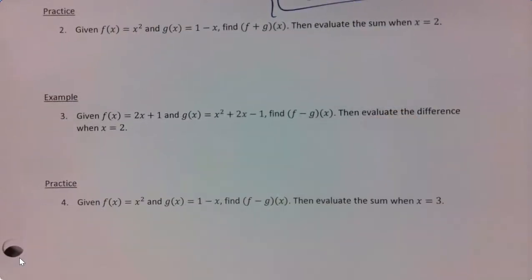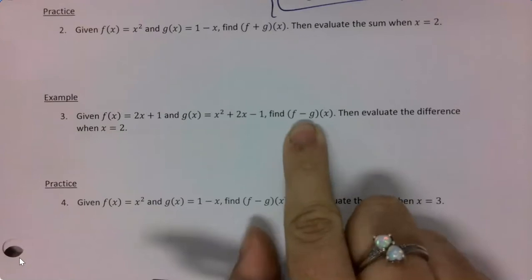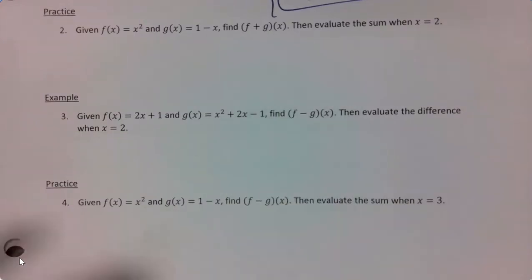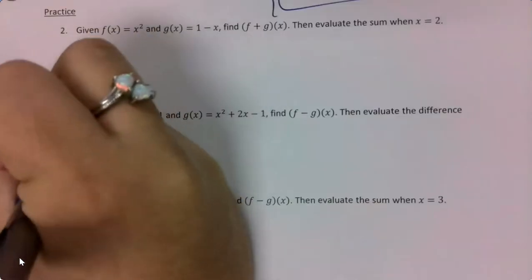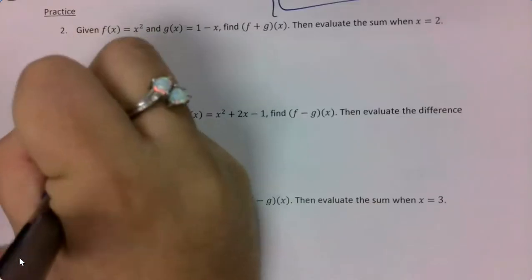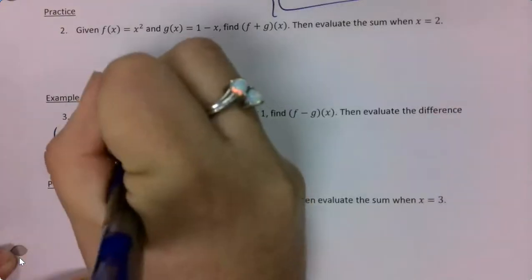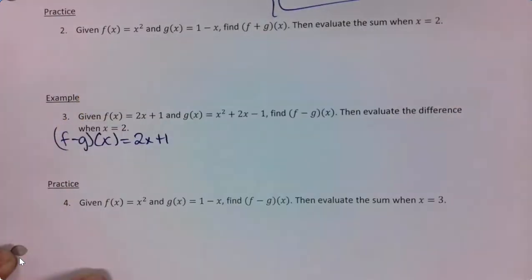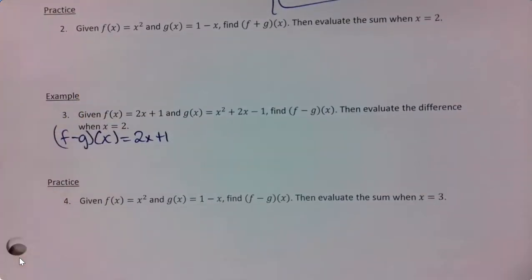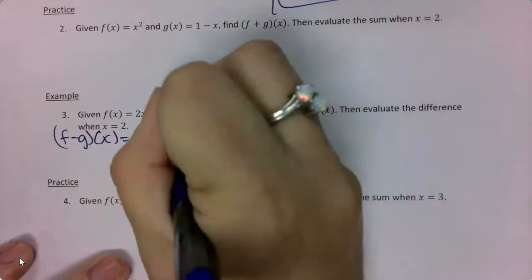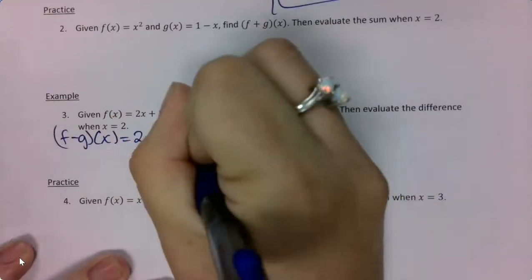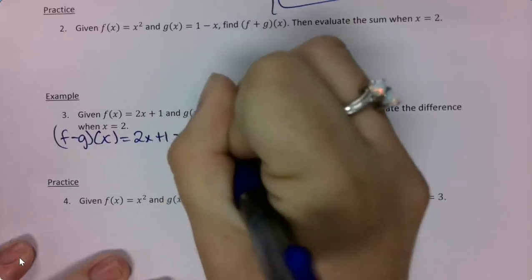Okay, so number 3. This one is subtraction. I can tell by the negative sign in between the f and the g. So what I'm going to do, just like before, is f minus g of x. The f of x stays the same, so I'm just going to copy that. My g of x is being subtracted, so I'm going to write a minus sign and then everything from g of x in parentheses for now.